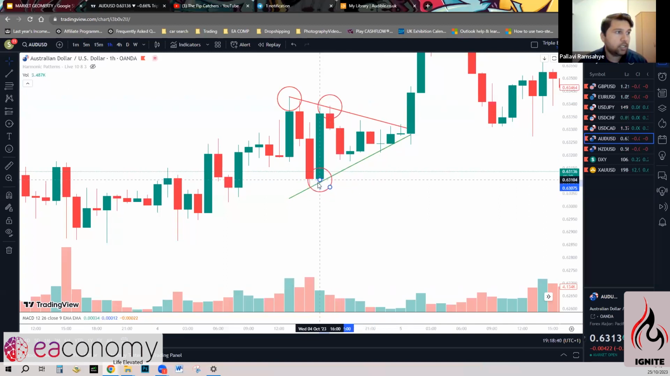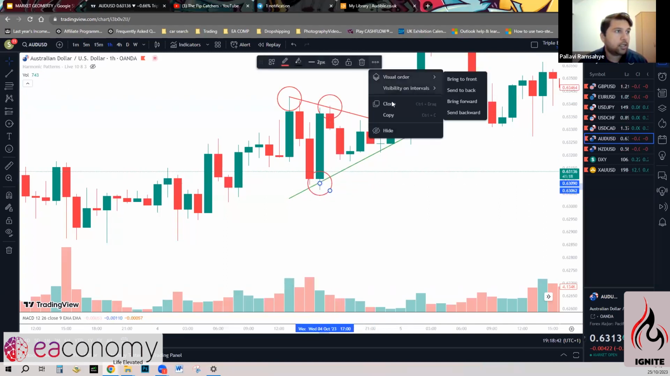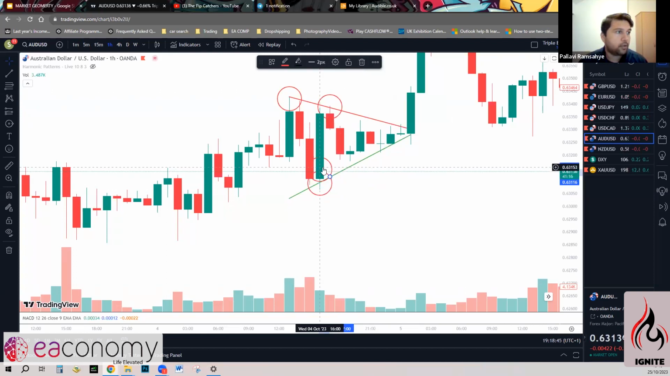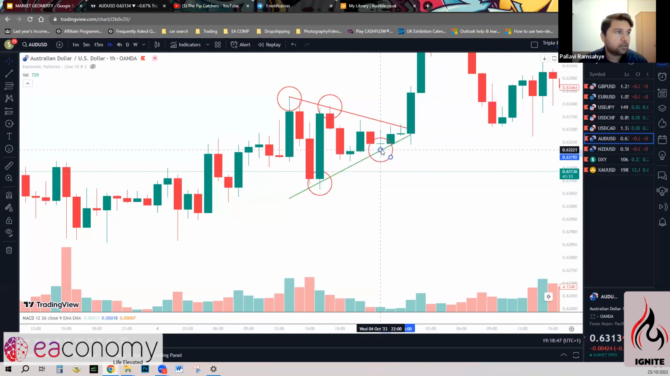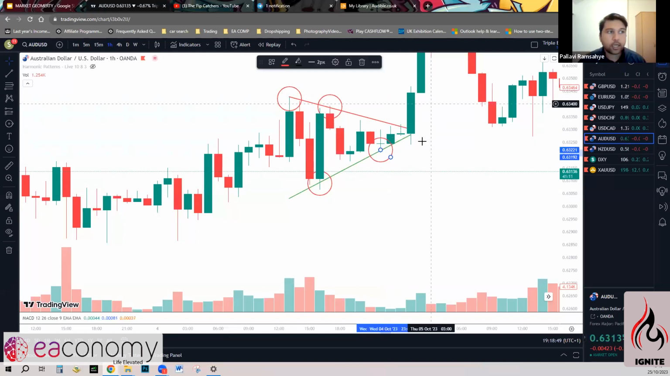So you've got one here, and then you have your second one here. It's quite close to the entry, but as long as you have your two touch points on both the resistance and the support trend lines, then that's fine.